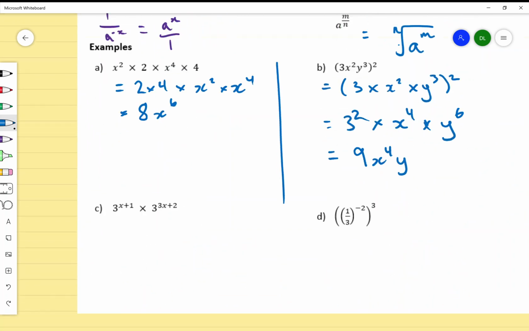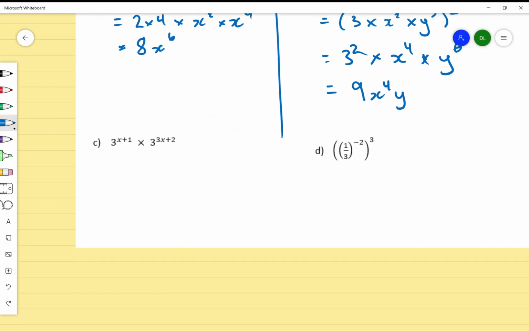Thank you. So same thing, I keep my base, and I add the powers. Okay? So I go x plus 1 plus 3x plus 2.